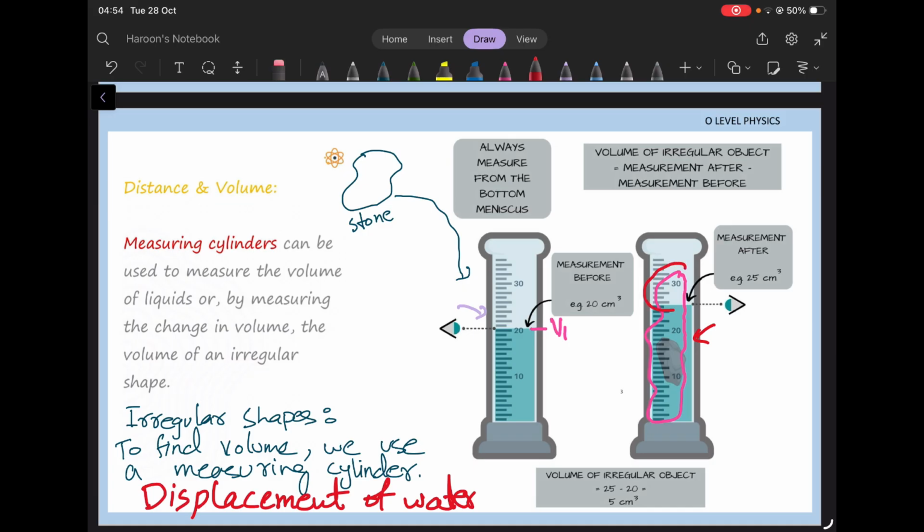So this part would not be included in that. That is why it should be fully submerged inside water. That gives us the accurate answer. In our example, you can see the stone is actually fully submerged in water, so this will give us the correct reading for volume.